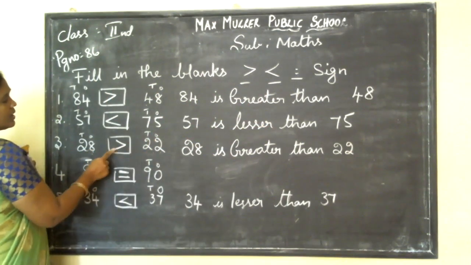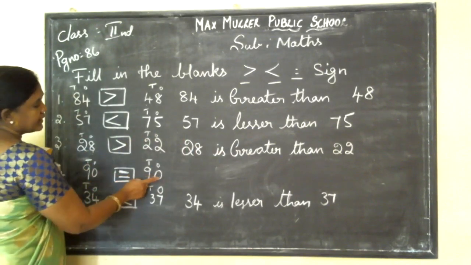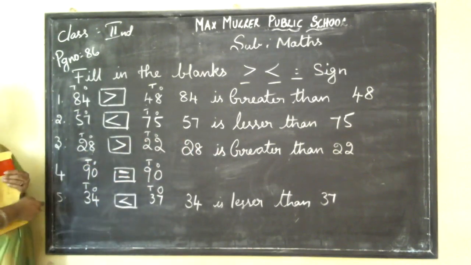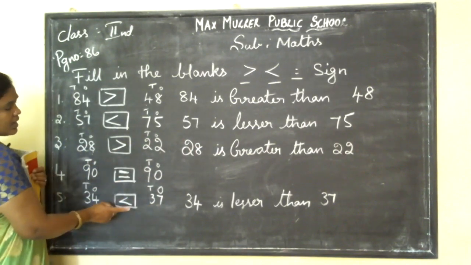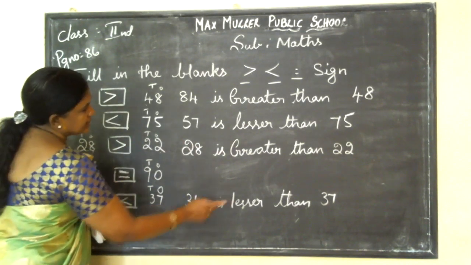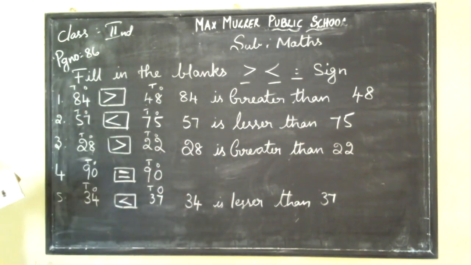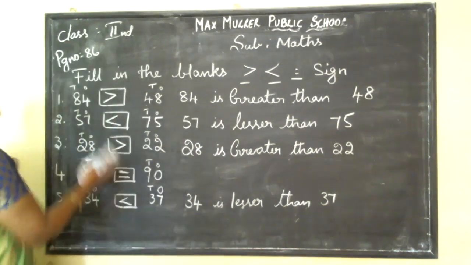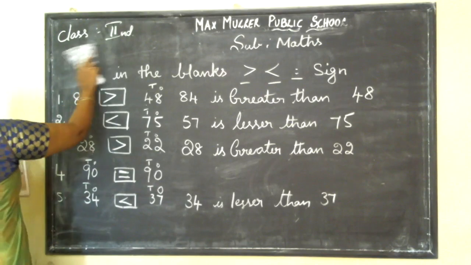28, 22. 28 is greater than 22. 90, here also 90. Same number, so equal to sign. 34, 37. Which one is greater here? 37 is greater. So you use the lesser sign, no? So 34 is lesser than 37. Finish it neatly, children. We'll go to arrange the numbers in ascending order. Page number 87.